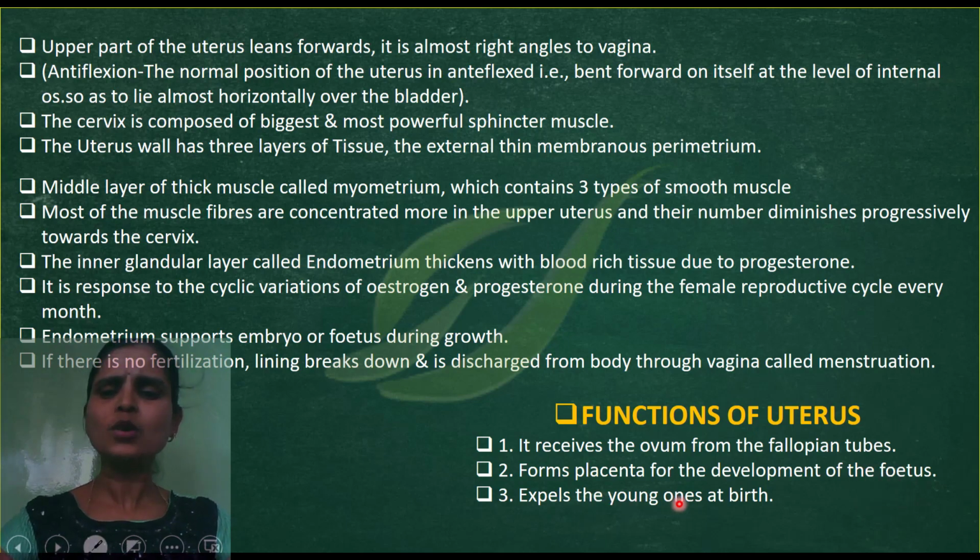After completion of the 9 months, during delivery time, as we have discussed, the uterus contains muscles. As the muscles undergo contraction, the young one comes out. So it expels the young ones at birth.